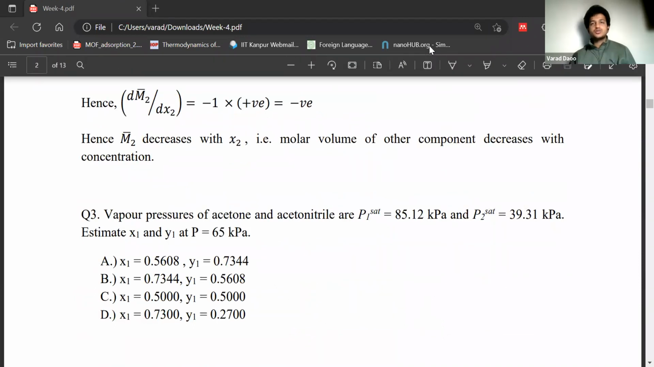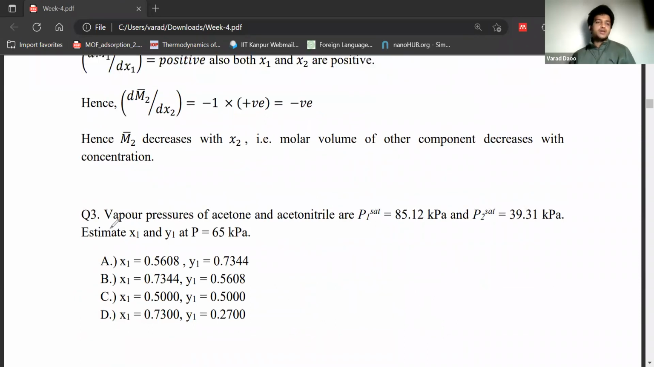So this is the next question. So what are we given? We are given vapor pressure of acetone and acetonitrile. Acetone is component 1 and acetonitrile is component 2. The vapor pressure of acetone is 85.12 kilopascal and the vapor pressure of acetonitrile is 39.31 kilopascal.